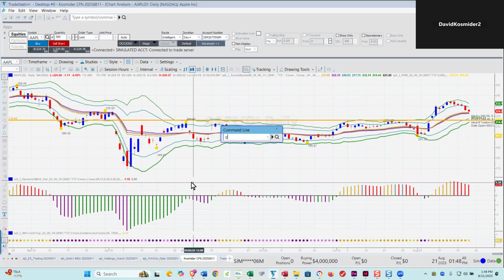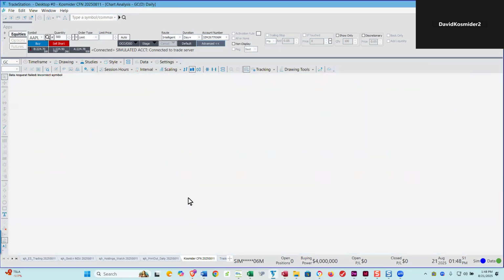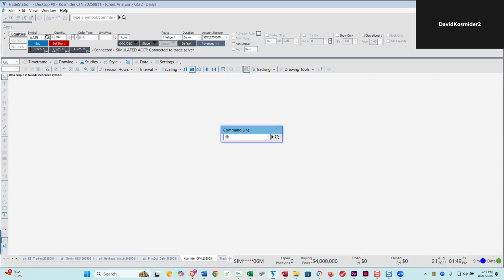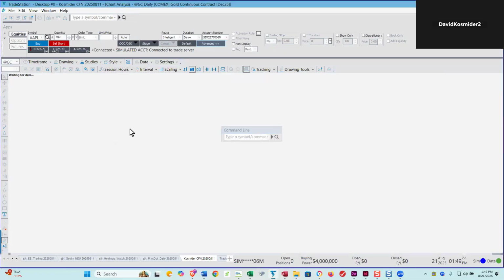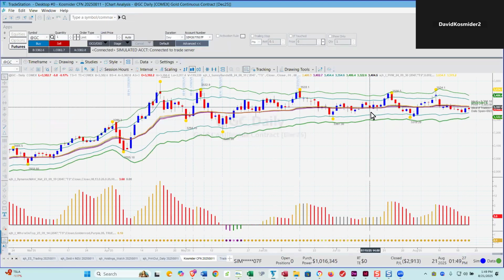GC. Come on. GC is not a valid symbol. Okay, let's try again. What's the company name for GC? Okay, it's an @ GC. So that's the gold futures contract.